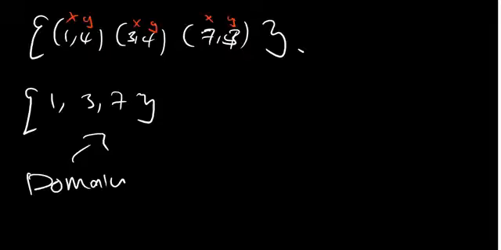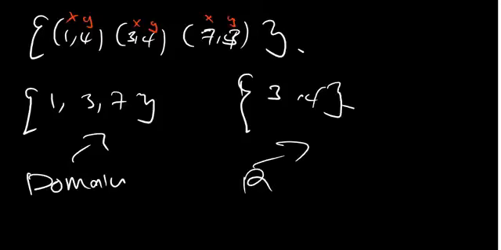What of the range? The range of the values in this case, we start from 3, then we're going to have 4. We only have 2, so this is our range.